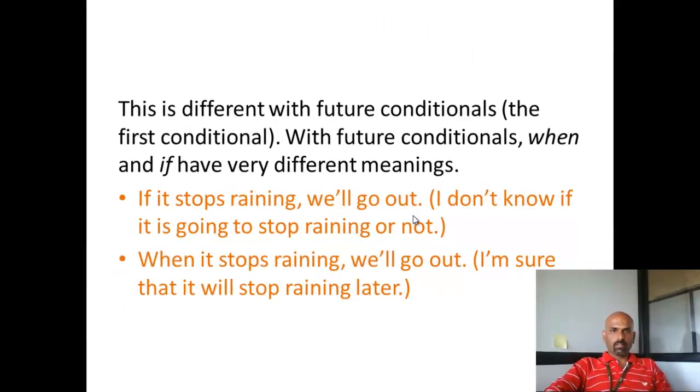Look at another example. If it stops raining, we will go out. I don't know if it's going to stop raining or not. On that occasion, you can use if it stops raining, we will go out. When it stops raining, we will go out. That is, here you are not sure about when it will stop, but here you are sure about when the rain will stop.